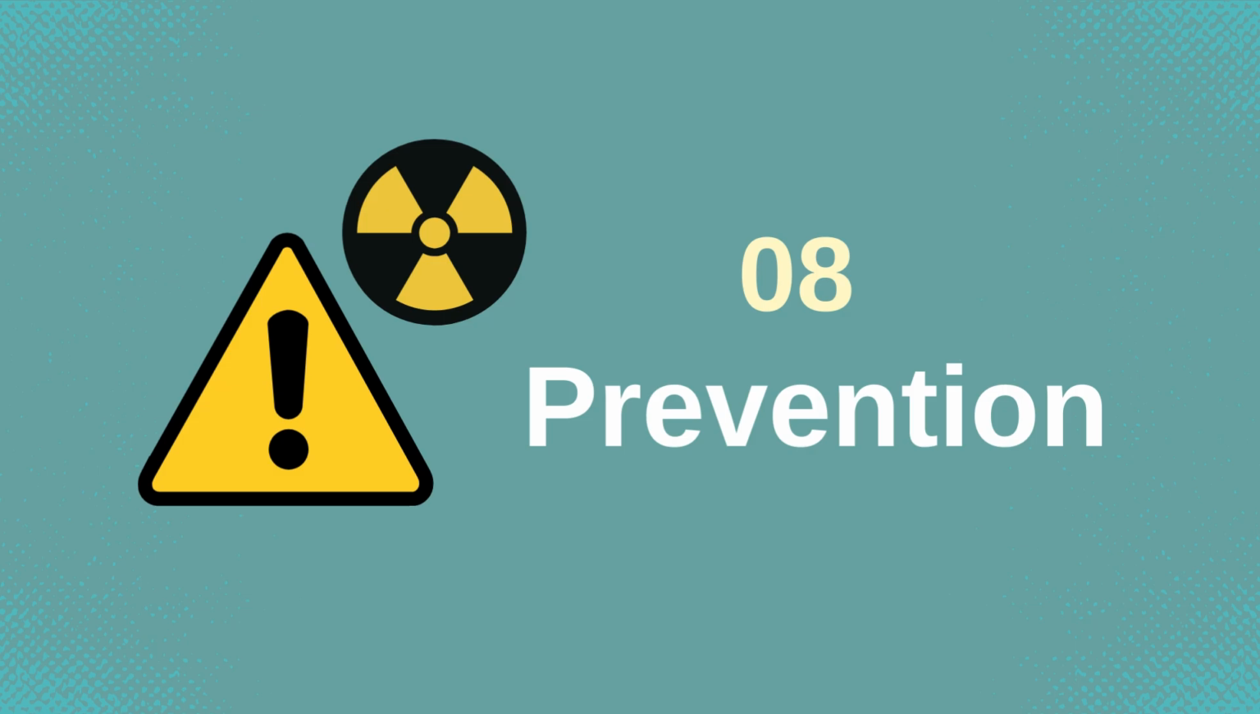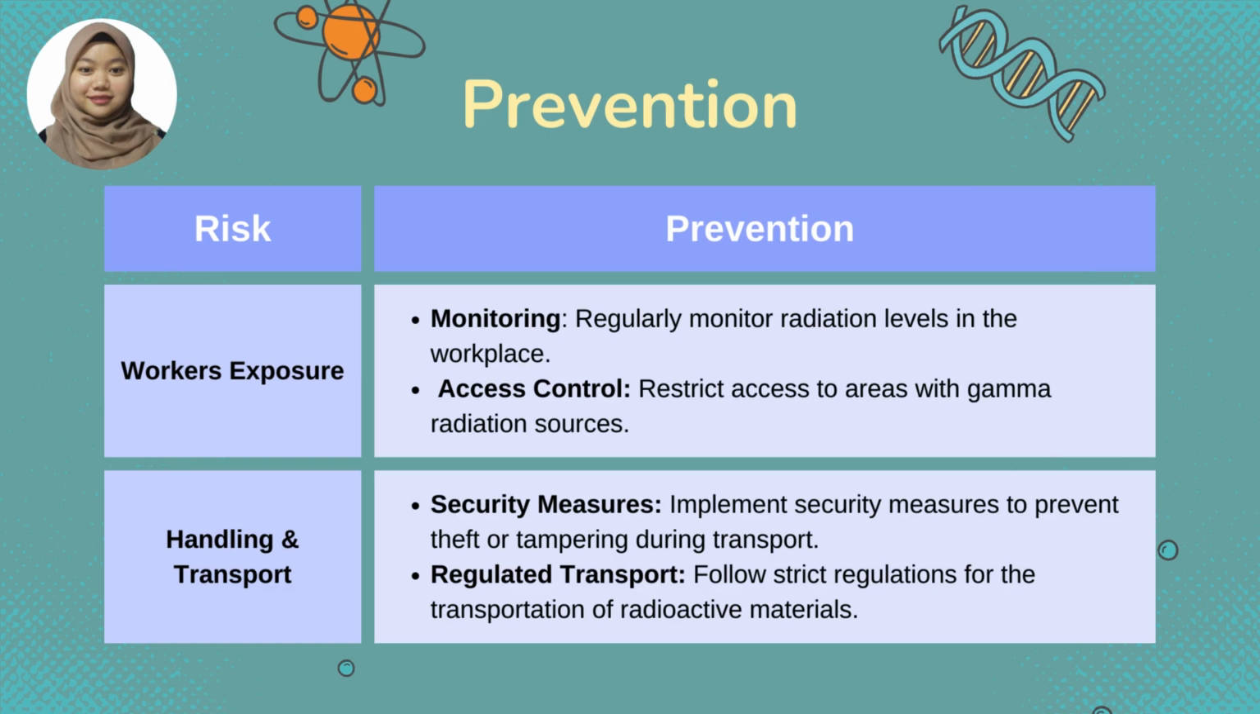Risk prevention is a critical aspect of handling gamma radiation. In order to protect the workers, it is important to regularly monitor radiation levels in the workplace and restrict access to the areas with gamma radiation sources. Implementing these measures helps minimize the exposure and ensures that the working environment is safe.